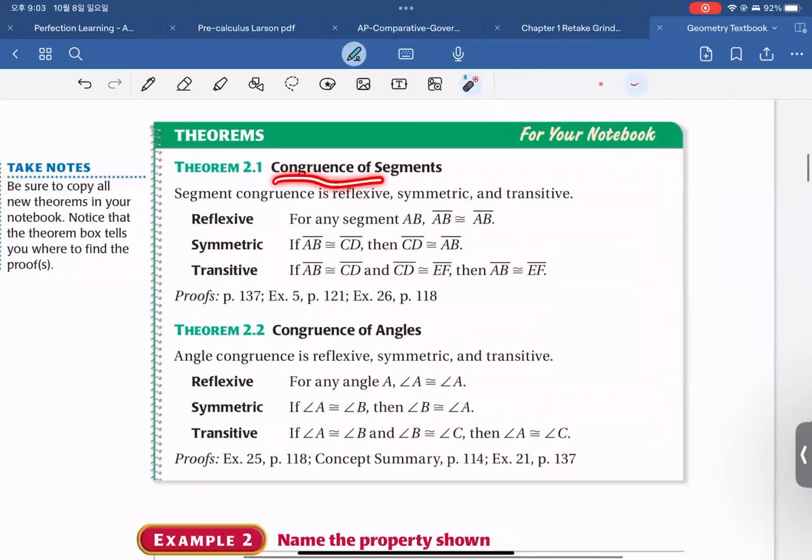First, look at the congruence of segments. Basically, for any segment, as we learned, the reflexive property of congruence says it's equal to itself. Symmetric is the other way around, it's also equal. Transitive is kind of making a link, like these two are congruent because of the CD.